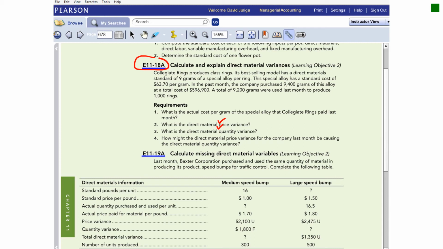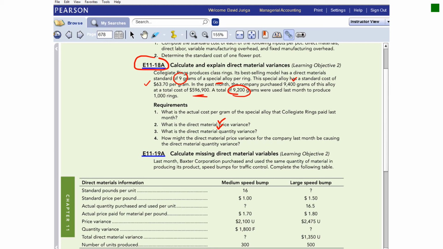They produce class rings. In terms of direct materials, the standard is 9 grams per ring, so we'll need that number depending on what they produced. The special alloy has a standard cost of $63.70 per gram. It says in the past month they purchased 9,400 grams at a total cost of $596.9. And then notice a total of 9,200 grams were used last month. So that'll be for the quantity variance.